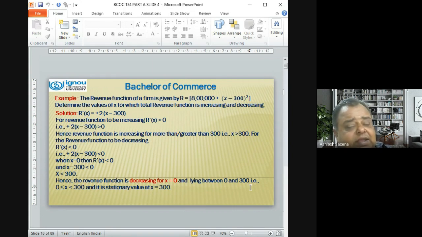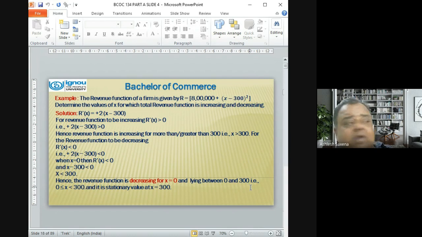That will be the derivative of a constant. That means the derivative of 8 lakhs will be 0, and this is a function in the form of x raised to the power n. In that case, when the derivative is calculated, 2 will come in front of x minus 300 and the derivative of x will be 1. That means the derivative of the revenue function will be 2 times (x minus 300).